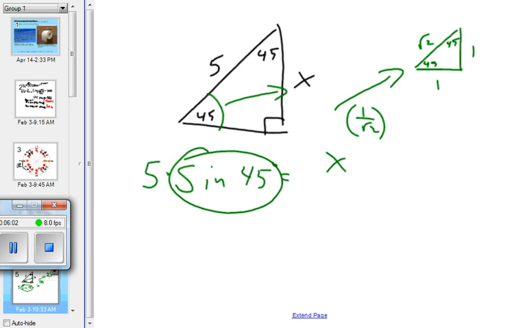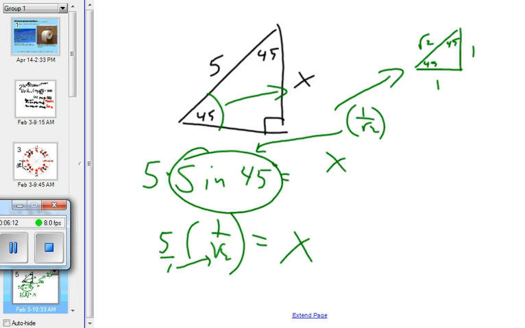So I'm going to put that right here. So I'm going to go 5 times 1 over root 2. Final answer, 5 times the 1, because the 5 is really over a 1. 5 times 1 over 1 times root 2 is 5 over root 2.